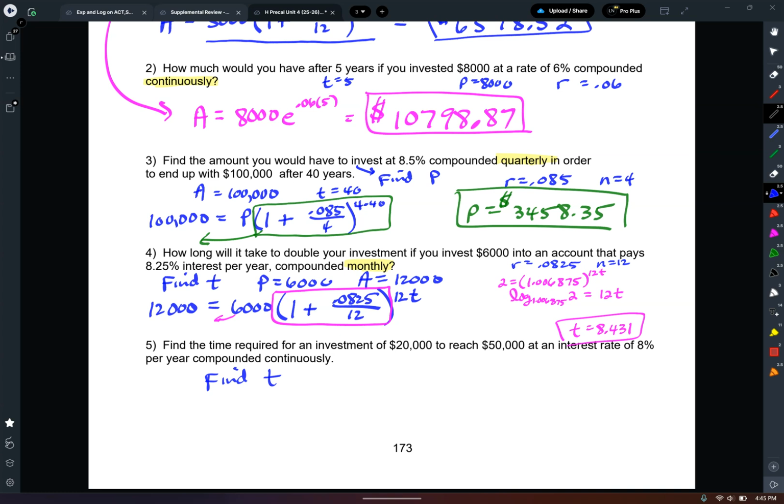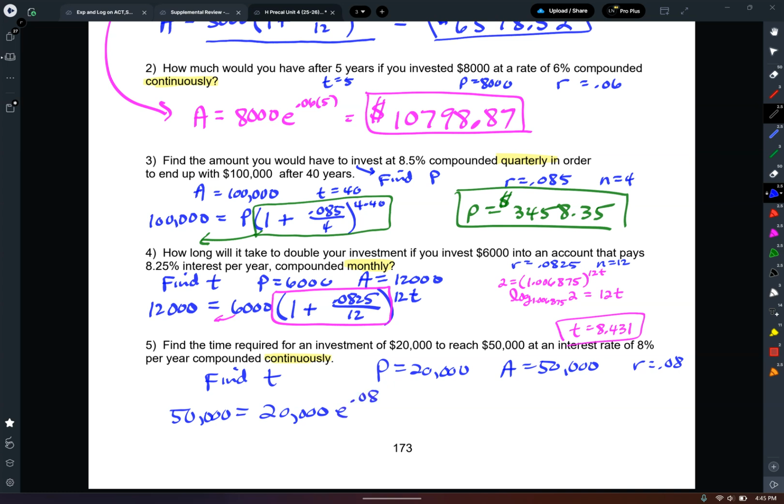For an investment of 20,000, so P is 20,000, to reach 50,000, so the ending amount is 50,000. Interest rate is 0.08, compounded continuously. Okay, so there it is. It's compounded continuously, so I know I'm using that second equation because there is no n number. Okay, so I'm going to say A equals, so 50,000 equals P, 20,000, times e to the rt, so to the 0.08t.